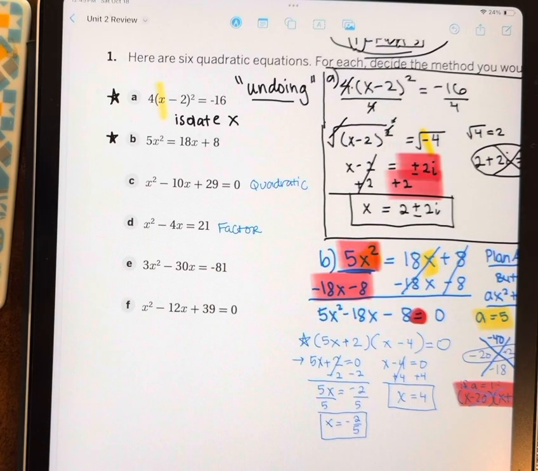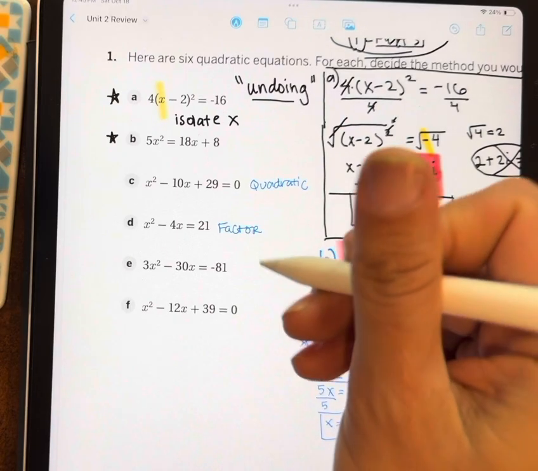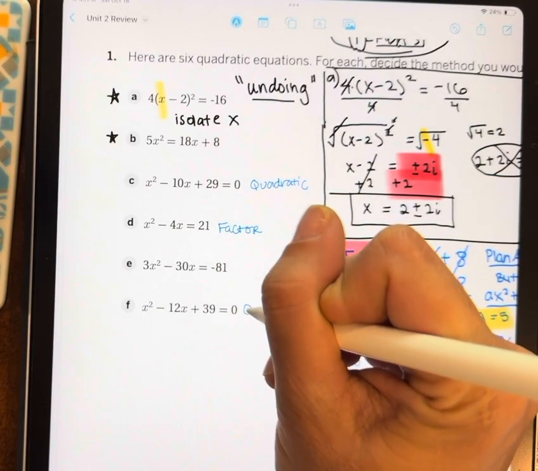Okay, I'm back. Alrighty, so now that's that one. 39 is 3 and 13. This one too, I would use quadratic, you guys. It doesn't factor.